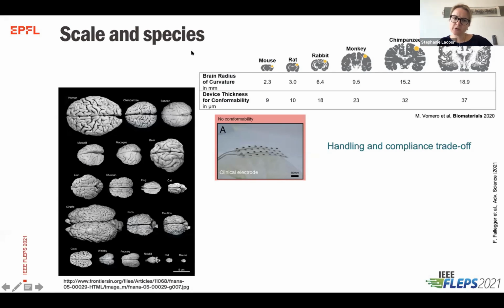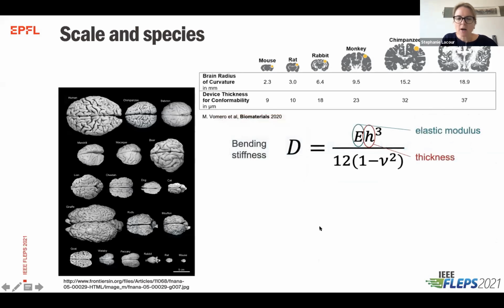What is important to note first is that in rodents, mouse and rat, you have a quite tiny brain radius, typically 2 to 3 millimeters. Whereas when you scale up to the size of the human brain, you reach about 19 millimeters for the radius of curvature. Then the critical element, as the design engineer, is to see how I can manipulate materials so that they conform and comply to this small bending radius.